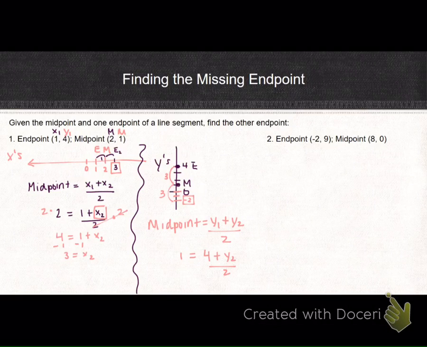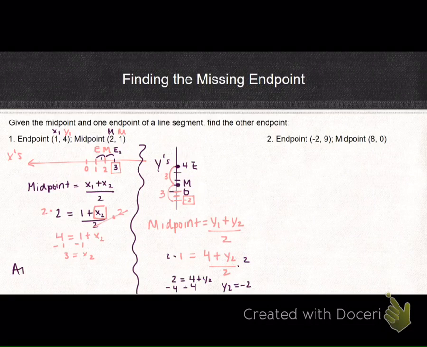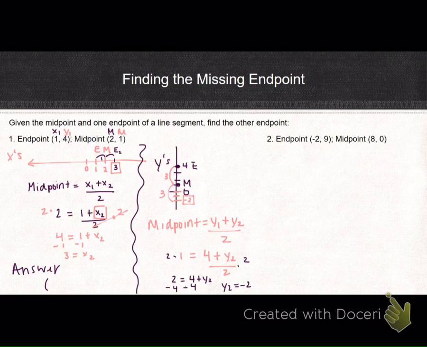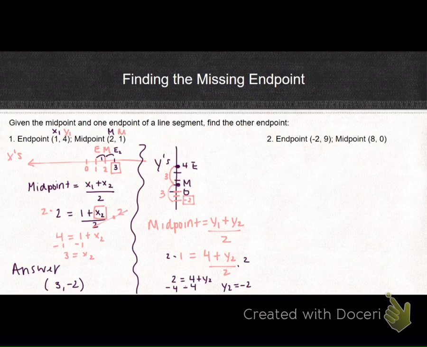So I multiply by 2 on both sides. So I get 2 equals 4 plus y sub 2. Subtract 4. And I get y sub 2 equals negative 2. Did we get the same thing both times? Okay, so what's my answer then? What's my other endpoint? How do I write that up as an answer? Austin, how do I write that up as an answer? 3, negative 2. Very good.